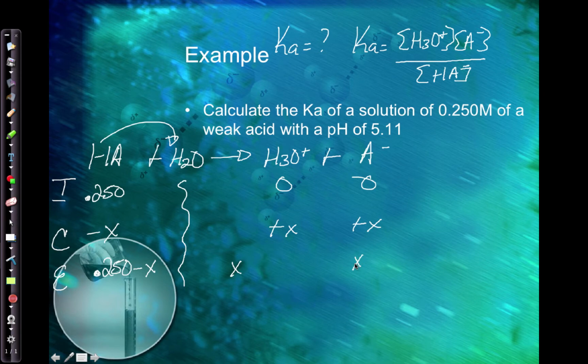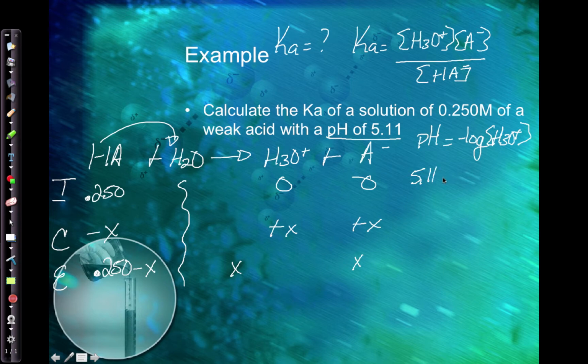and then hydronium will equal X, and the base will equal X. Well, if I just try to plug this into the Ka expression, I have too many variables. I can't solve. But it gives me the pH. So the pH, remember, is equal to the negative log of the concentration of hydronium. So if you have the pH of a weak acid or weak base, you can calculate the concentration of hydronium or hydroxide. We know what the hydronium concentration is with this pH equation. So let's go ahead and do that.